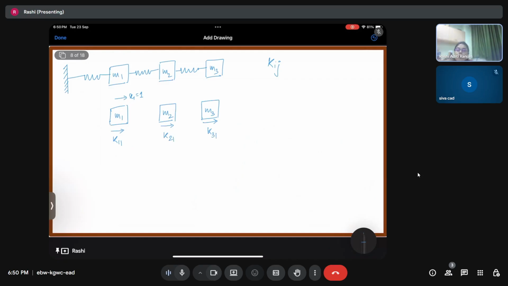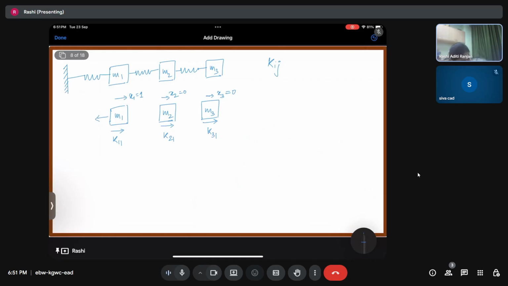So for the point J, we have a unit displacement. Corresponding to that, we are going to have a contribution of forces on the point M1, M2, and M3, which is termed as K11, K21, and K31. So x1 is 1, x2 is 0, x3 is also 0. So basically only mass m1 is getting displaced by a unit distance, and m2 and m3 are going to be there only at that position. We assume so.